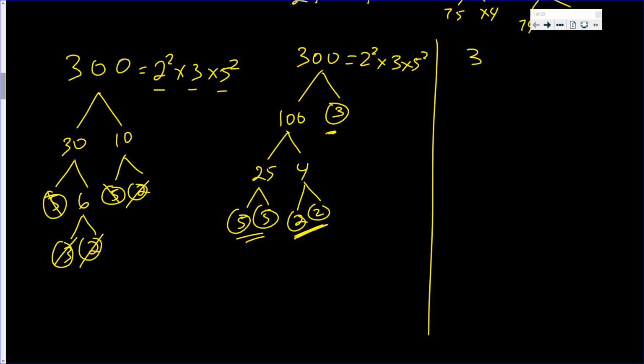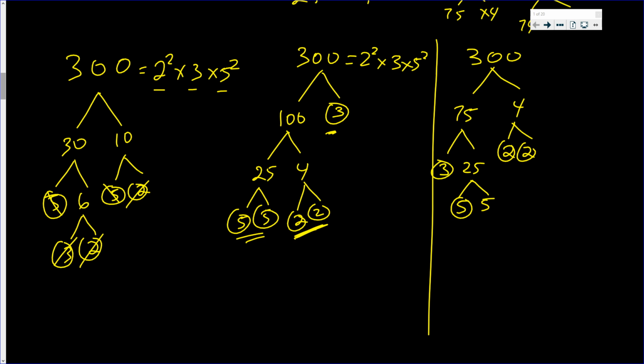Yet another student can say, what are you talking about? 300 is 75 times 4. 4 is 2 times 2. 75, that's 3 times 25. 3 is prime. 25 is not, it's 5 times 5. And those 5s are prime. 2 factors of 2, 2 factors of 5, 1 factor of 3. 2 factors of 2, 1 factor of 3, 2 factors of 5. Notice we get the same answer.